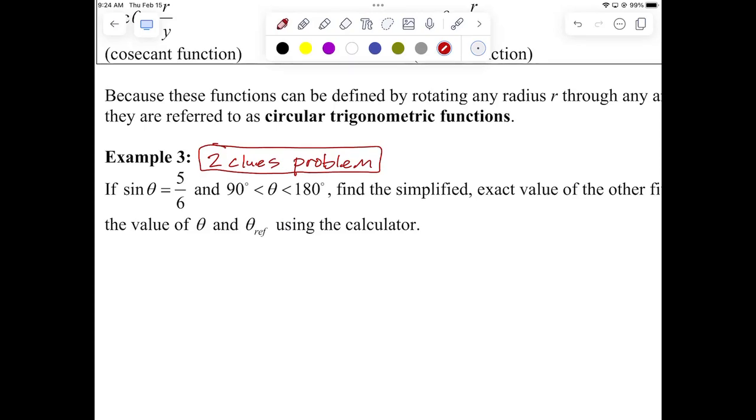I call these 2 clues problems, and you can think of them as Blue's Clues problems because there are going to be 2 clues, and from these 2 clues alone, what did Blue say?